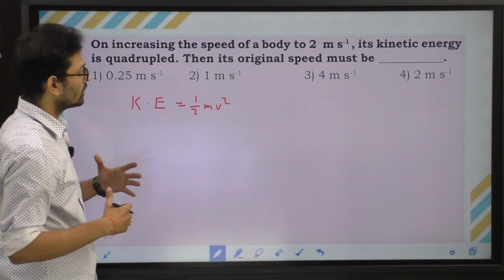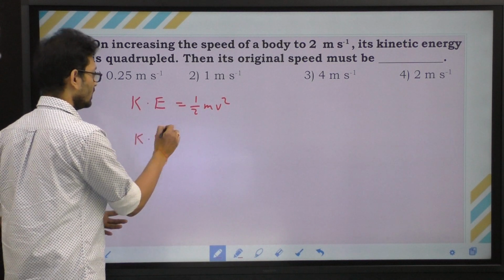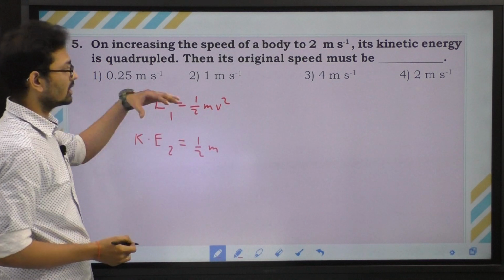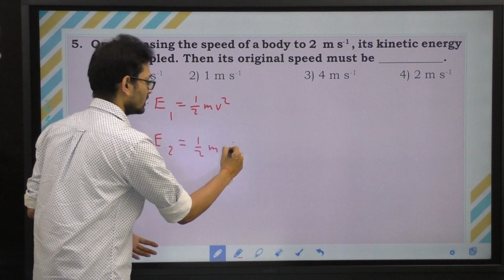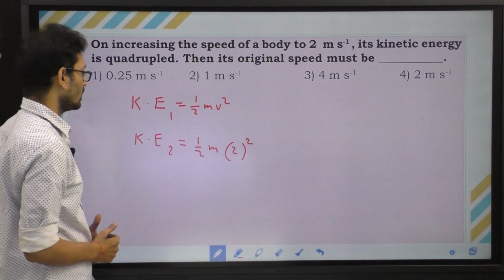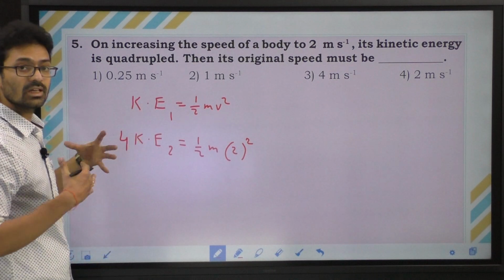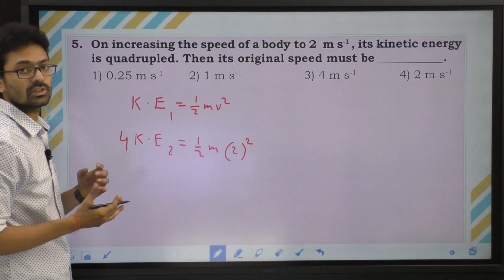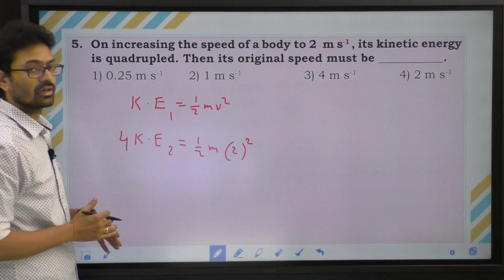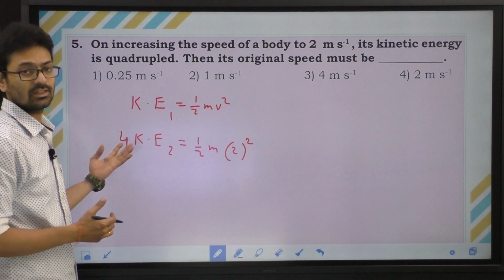So you have increased your velocity by 2 meters per second. I am going to write this as KE1. So KE2 is equal to half m, v square, where v is increased by 2 meters per second, so I will write it as (v plus 2 meter per second) whole square. Now quadruple means it has been increased 4 times by increasing its speed by 2 meters per second. Initially it used to be KE1, but when you increased your speed by 2, the kinetic energy also got increased 4 times.